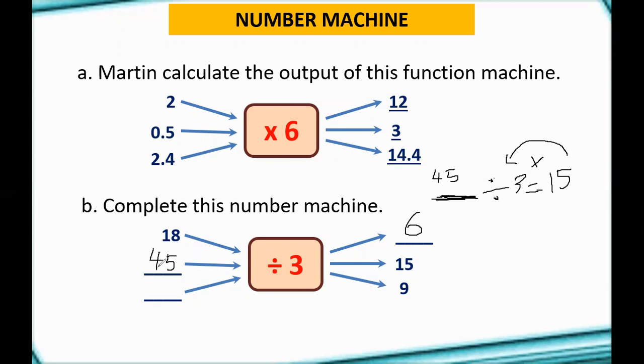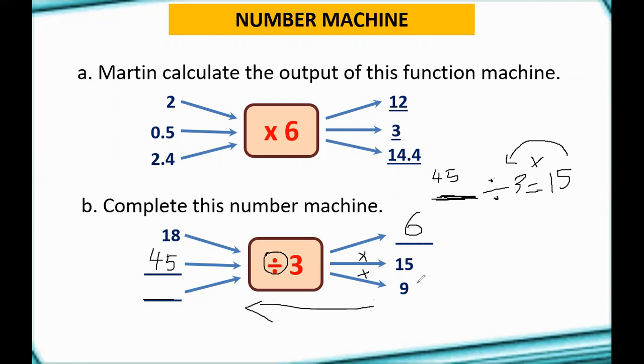If you can check, 45 divided by 3 equals 15. Now, we have the next one. Since I told you the first number is missing, a number divided by 3 equals 9. So since it's division, then the opposite is multiplication. Do you understand? So you have to think of the missing number. The first number is missing, therefore we are going to check the opposite. So you are going back.